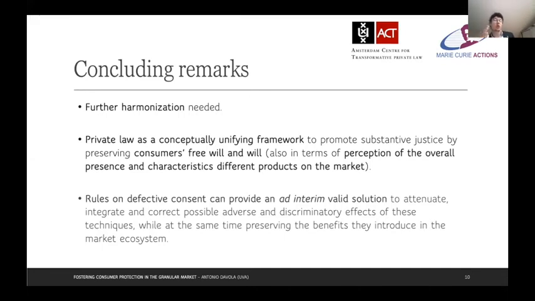Also when we talk about free will in terms of perception of the market state and the characteristics of the product on the market, which is the form of discrimination I raised at the very beginning of our discussion, they can actually represent, in the way for more substantive and devoted regulation, a tool to protect individuals' genuine free will in the digital environment. Thank you so much for your attention.